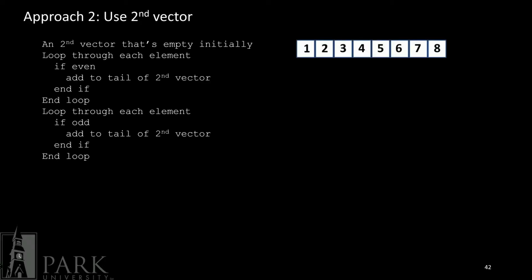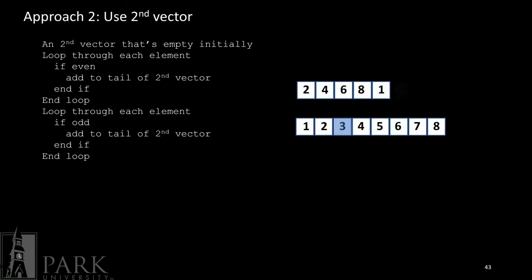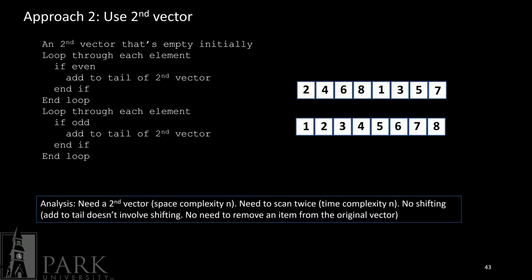A second approach will use another vector as a helper. Loop through each element in the original vector and copy this element to the tail of the helper vector if it's even. Once all even elements are copied over, a second loop will copy all odd elements to the helper vector. This approach requires another vector which needs to hold n elements at the end. Compared to approach number 1, this means extra memory space for n number of elements. It needs to scan the vector twice, but there's no shifting.